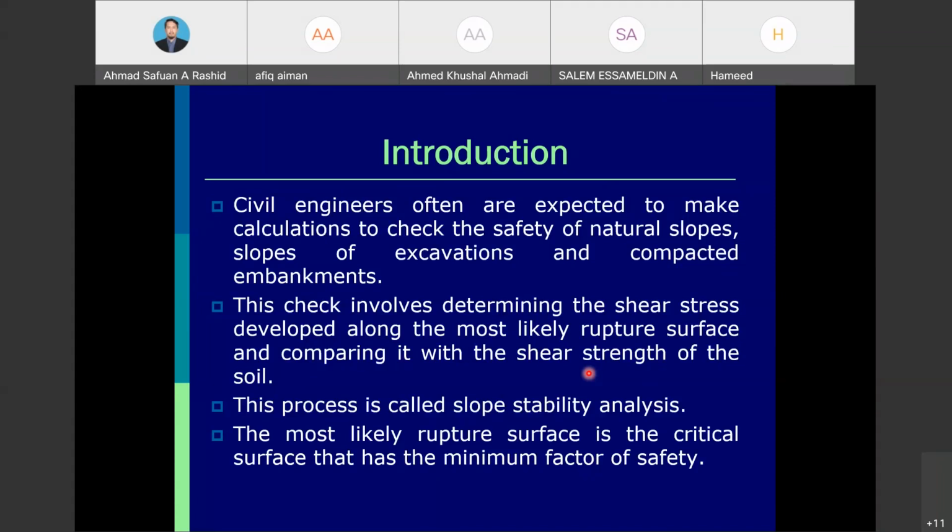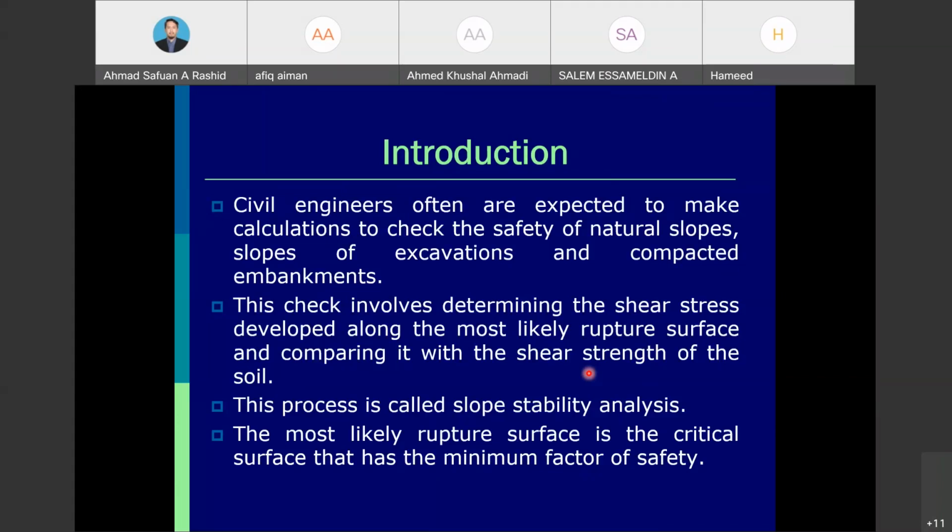Because we are using the limit equilibrium approach, we need to make sure that the driving force is less than the resisting force. If both forces are the same, we can consider it to be under a critical condition. The most likely rupture surface is the critical surface that has the minimum factor of safety.